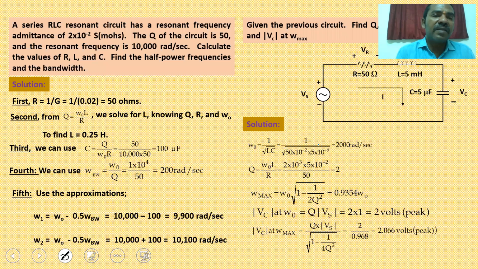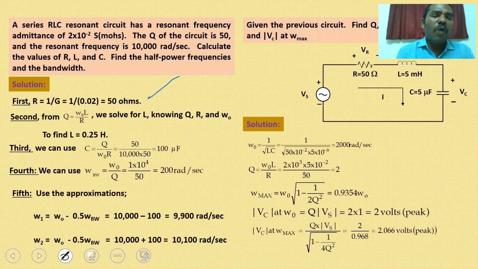In an RLC series circuit, they are given the admittance at resonance of 2 into 10 power minus 2 Siemens. The quality factor of the circuit is 50. The resonating frequency is 10,000 radians per second. We have to calculate R, L and C. The admittance under resonance is 2 into 10 power minus 2. So the resistance value you can calculate as 1 by G, which is 1 by 2 into 10 power minus 2, or 1 by 0.02. So you can get 50 ohms.